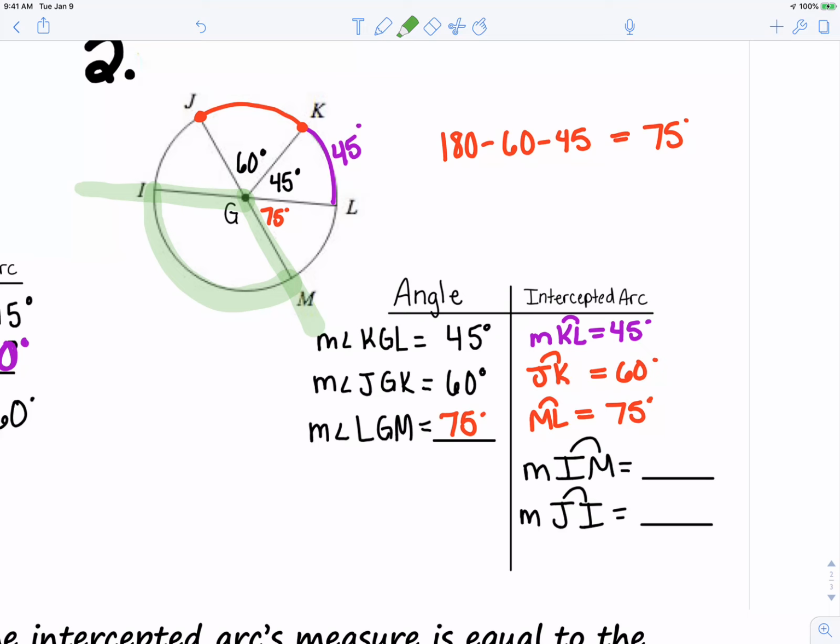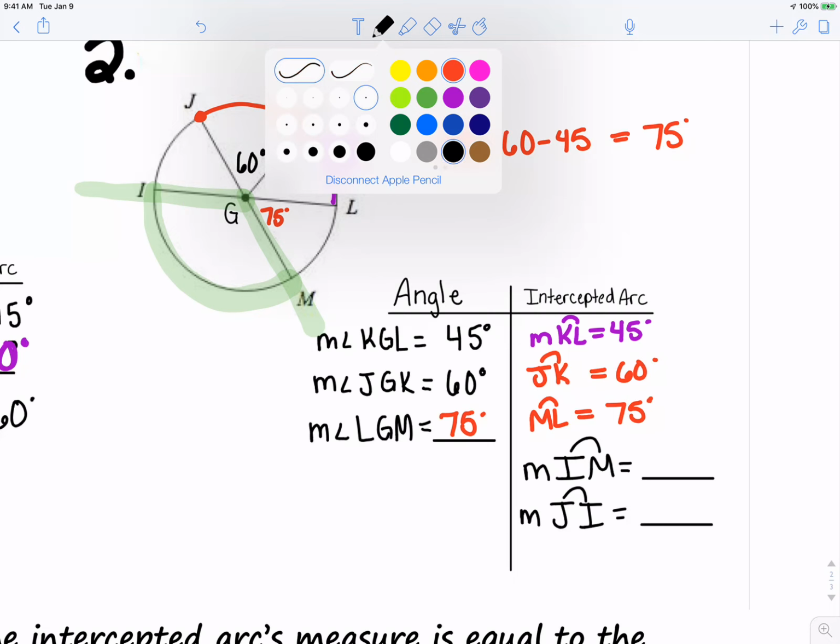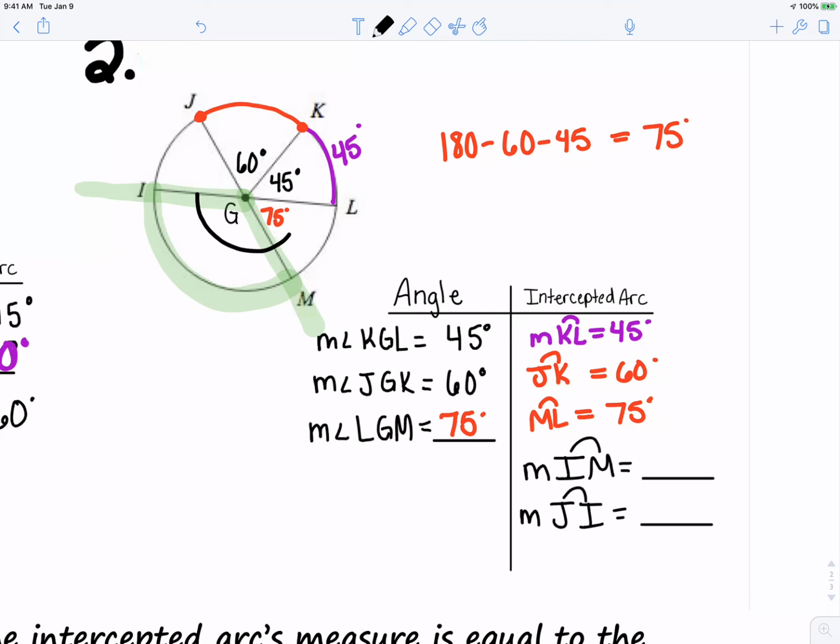And there's a couple ways to figure this out, but probably one of the most straightforward ways is to use this linear pair right here. Those two next door neighbors add up to 180 degrees. So if we subtract 75 from 180, we get 105 for this angle. So the arc that it intercepts is also 105 degrees. So the measure of angle IGM is 105 degrees. Now we normally don't find both the angle and the intercepted arc of all of this. I'm just trying to show you the chart so you can start to organize this information.